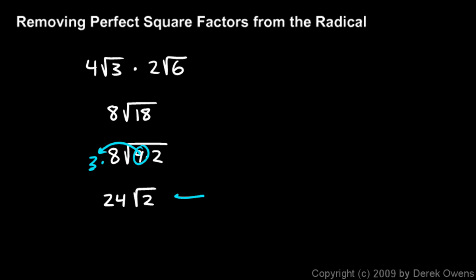Now this is considered simplified, not this. And the reason is, as long as there's a perfect square factor in there, and specifically we have the 9, it can and should be brought out front, brought outside of the radical, and that's what gave us the 24 out front. So 24 square root of 2 is the answer.